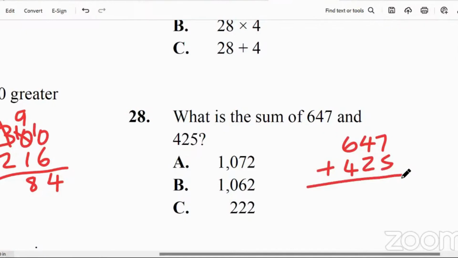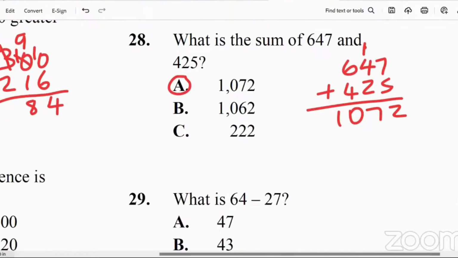8 plus 5, that's 13. The 3 is here. The 1 goes in the next column. All right, so 1 plus 4 is 5. 5 plus 2, that's 7. And then 6 plus 4, that's 10. So the answer for question 28 is A, 1073. All right, so 2 more questions to go, and then I'll see you in the other section.